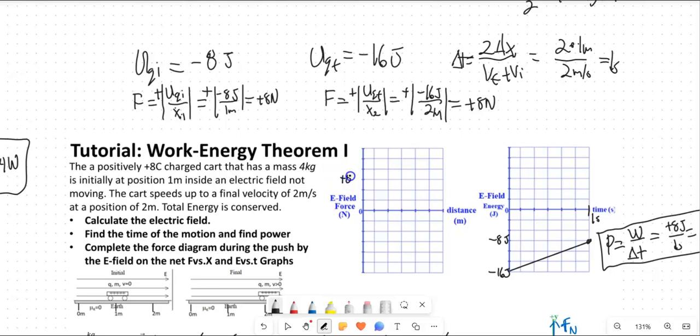So positive 8 newtons. It started out at 1 meter. It ended here at 2 meters, right? So this is going to be a constant force across that displacement, okay? So the amount of work done here is going to be equal to 8 newtons times 1 meter. So that's going to be a positive 8 joules. Okay.